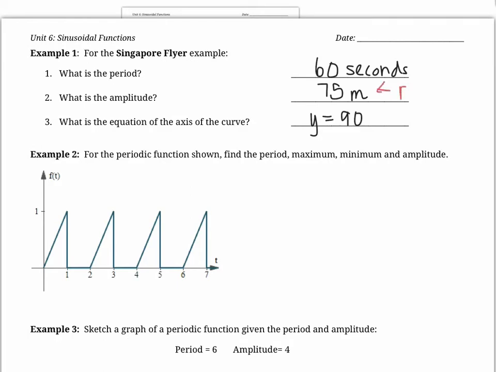Okay, next we have the equation of the axis of the curve. What line cut that curve exactly in half? Well, add the max and the min and divide by 2. If you take 165 plus 15 divided by 2, we get the line y equals 90. Make sure you include that y. If you were to graph it, that line y equals 90 should cut the graph exactly in half.